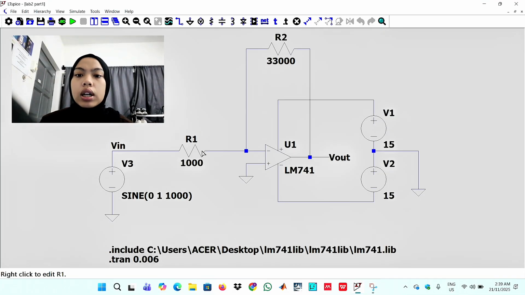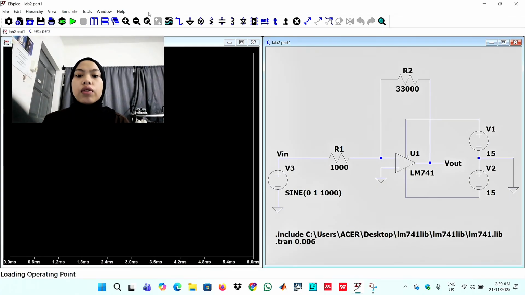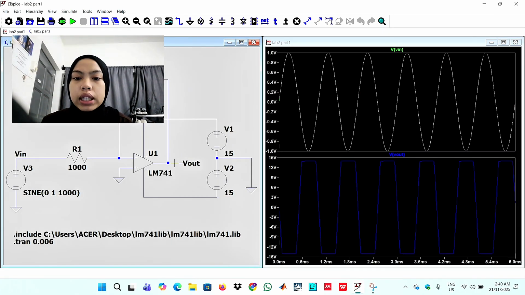In the simulation, the output waveform is inverted by 118 degrees and the amplitude is slightly lower than the theoretical value. The waveform is also clipped because the calculated output exceeds the supply voltage of 15 volts, causing the op-amp to saturate. In the experiment, the gain is equal to 14 and the output is also 14 volts.